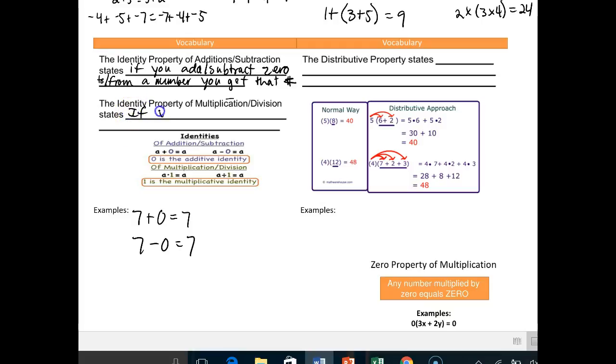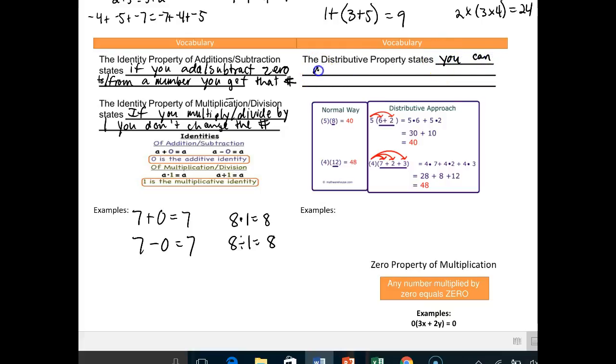So if you multiply or divide by 1, you don't change the number, right? 8 times 1 is 8. 8 divided by 1 is 8. Okay, so the identity property is all about, hey, this number that I have will not change. For addition and subtraction, if I add 0 or subtract 0, or for multiplication and division, if I multiply by 1 or divide by 1.